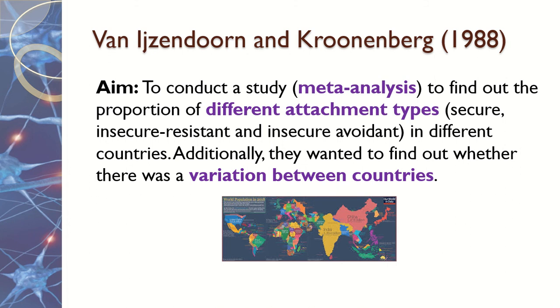So the main study that you need to look at is Van Ijzendoorn and Kroonenberg, 1988. Now this study is slightly different because it's actually a meta-analysis, which means that they didn't collect the data themselves, so it is secondary data. In fact, what they did was they collected a lot of different studies from other people and analysed the results of them. And the reason why they were doing this was to look at the different types of attachments and whether there was a variation in the different types of attachments between the different countries.